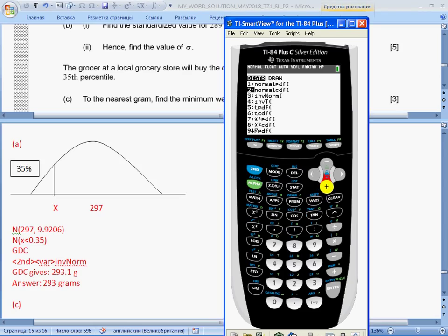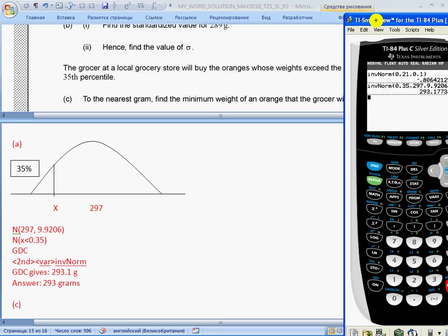So second verse, inverse normal, enter. So array is 0.35. Mean is 297. Standard deviation is 9.9206. Enter, enter, enter. So the value is 293. So we found this minimum value.